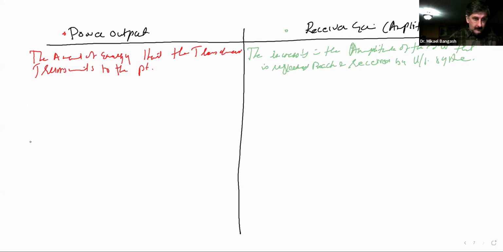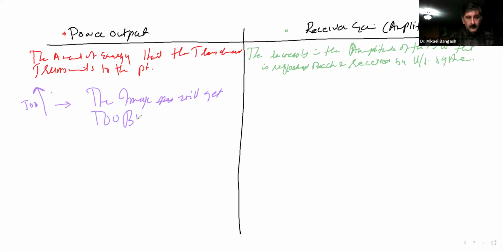Now, guys, if, for instance, we increased the power output too high, what that would lead to is the image will get too bright. Did that make sense?